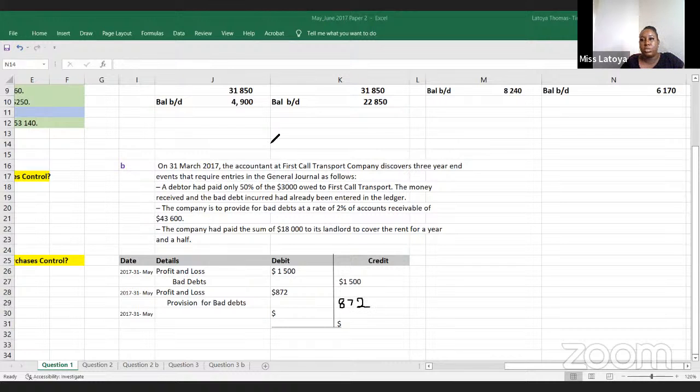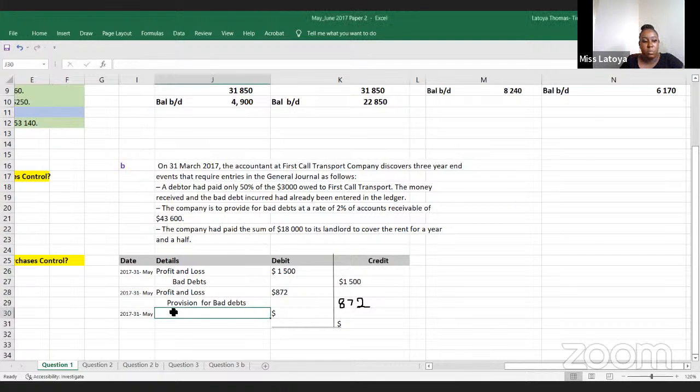And the third entry was the company had paid the sum of 18,000 to its landlord to cover the rent for a year and a half. Okay. So how many months are there in a year and a half? There are going to be 18 months in a year and a half. So that tells me that they are paying $1,000 a month for rent. Okay, and they had paid this 18,000, so they would have paid for the year. So we will have to remove 12,000 for that year, and then they would have paid an additional 6,000 as a prepayment for the next year.